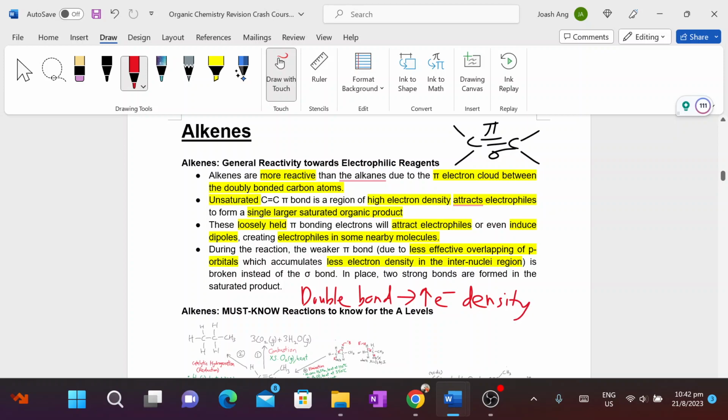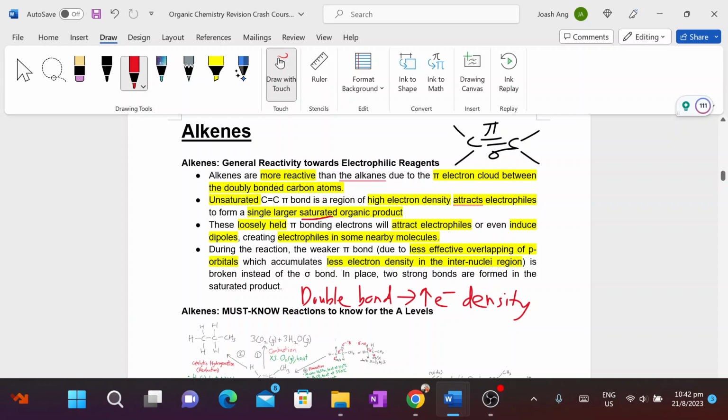Okay? And as you can see in the second bullet point, the unsaturated C=C pi bond is a region of high electron density that attracts electrophiles to form a single larger saturated organic product. So you notice that in most electrophilic additions of alkenes, they convert the double bond into a single bond. So that is why we call them saturated.